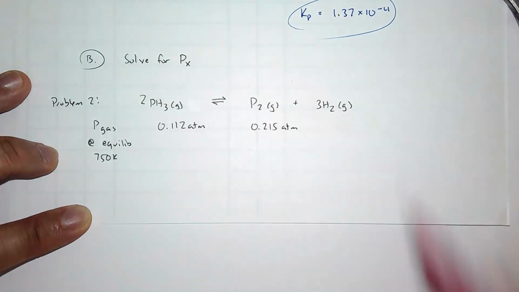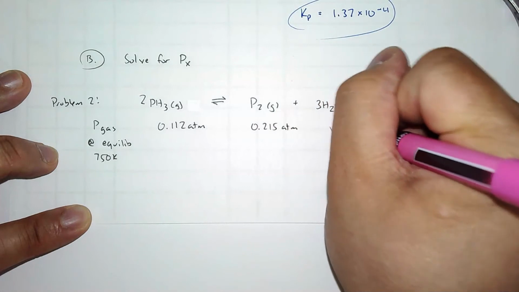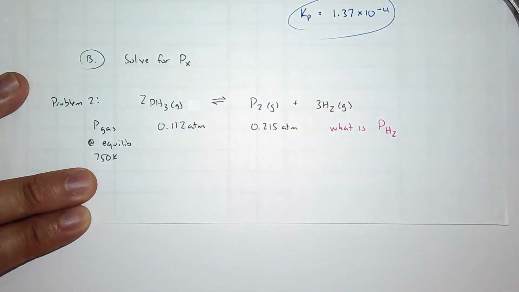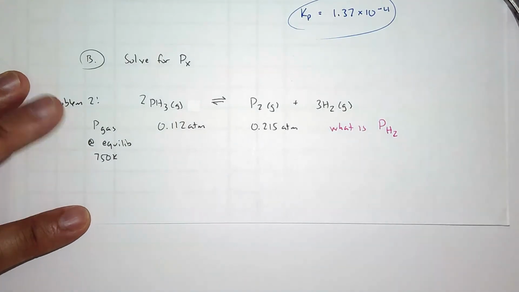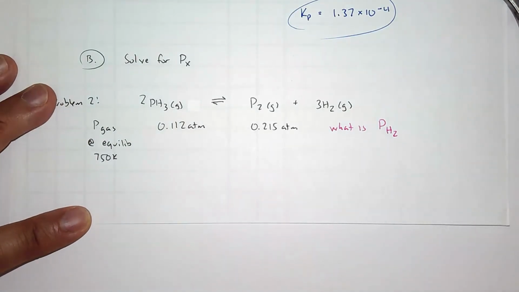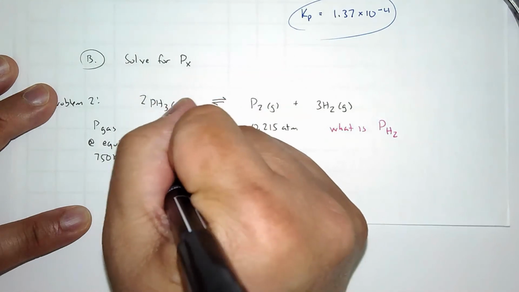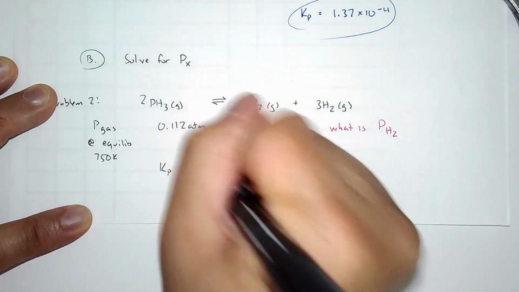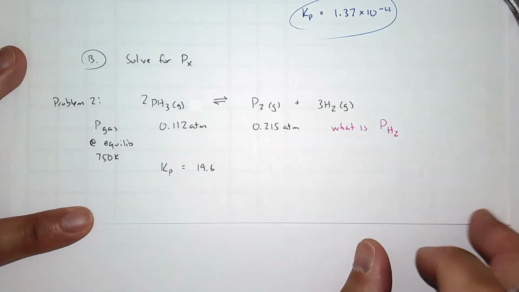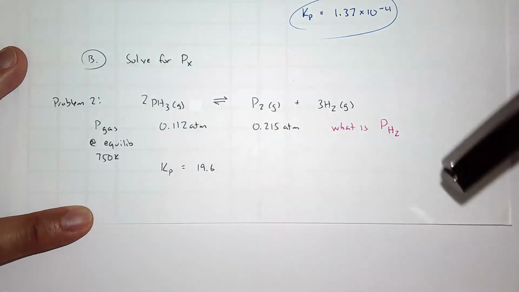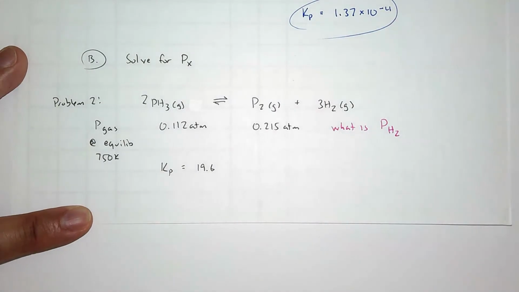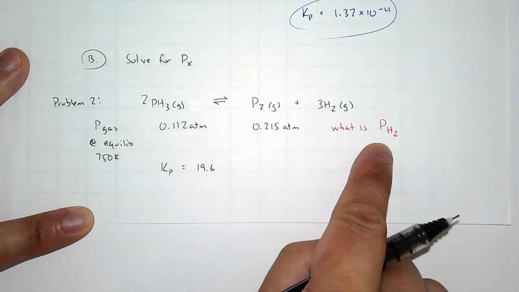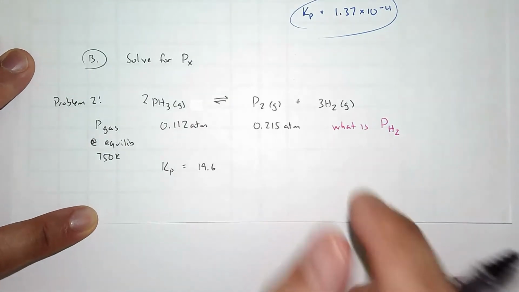And the question is, what is the partial pressure of the H2 gas? I would need to give you the Kp. Kp equals 19.6. You want to pause your video and try that one. Solve for Px, x meaning hydrogen gas.